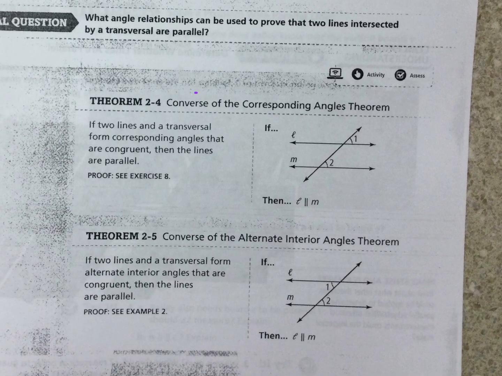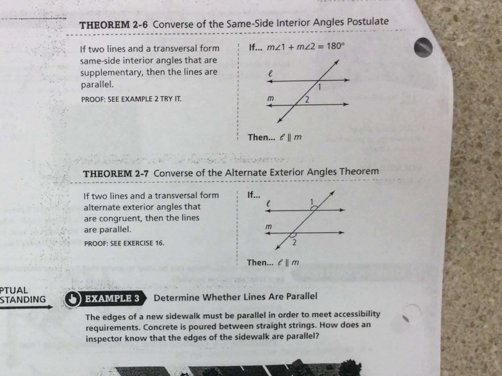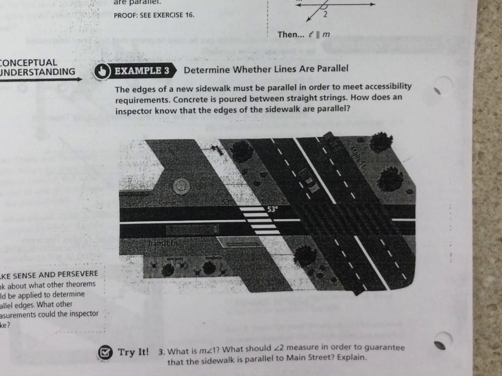Here we have, and it's called converse, it's moving it backwards. So if two lines and a transversal form corresponding angles that are congruent, then the lines are parallel. Alternate, and so all these are the same. Here we have same side interior and alternate exterior.